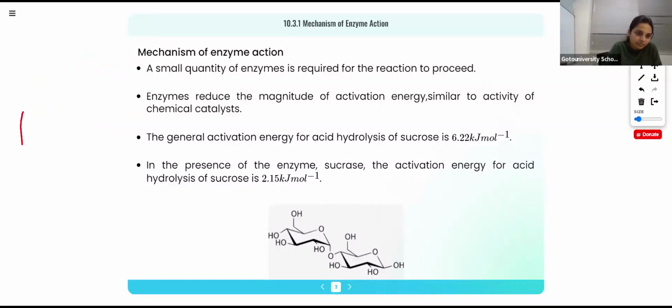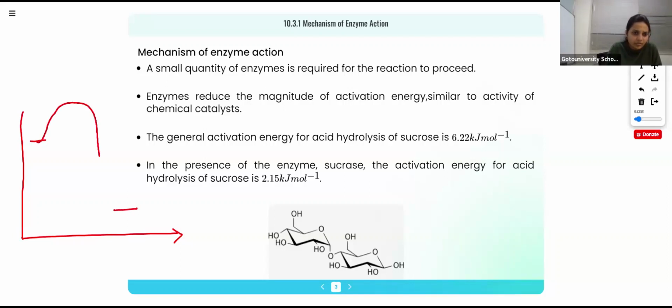See, a particular reaction, the reactant. Suppose the reactant has high energy. Suppose this is an exothermic reaction. This is the chemical reaction, so this will be the activation energy, this one. Now, in the presence of a catalyst, the reaction is going like this.